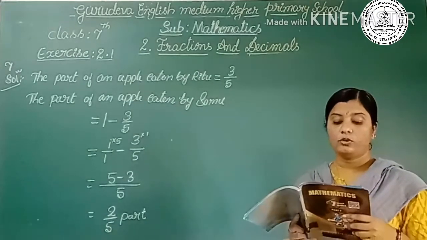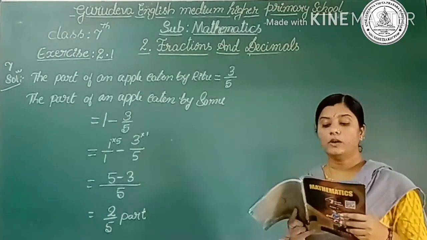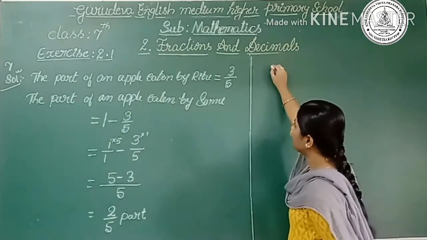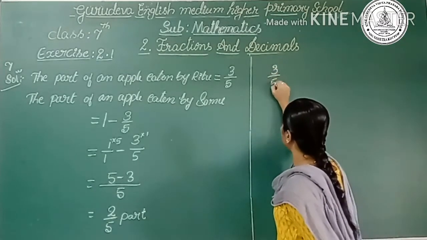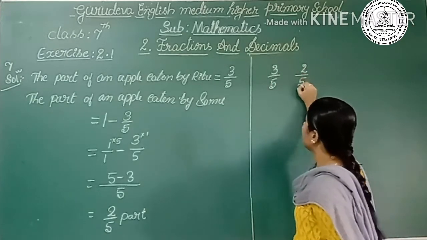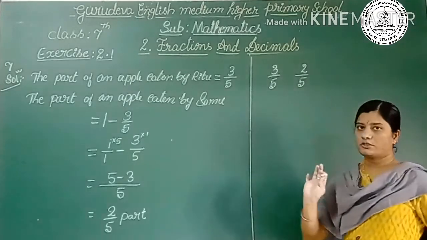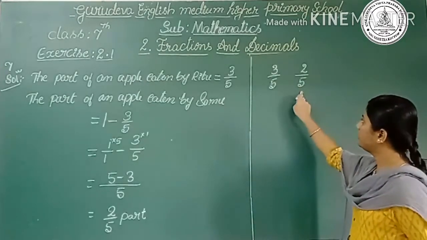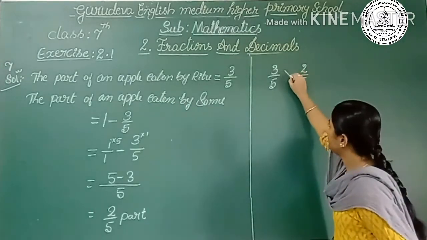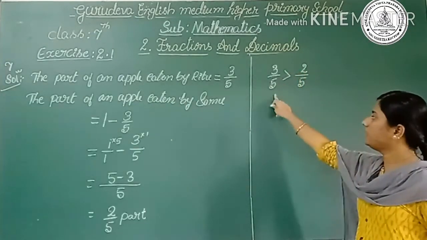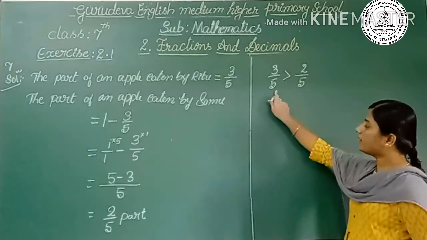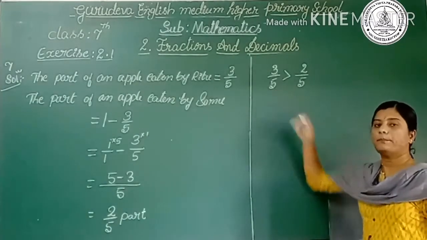Okay. Then let's find who had the larger share by how much. Now compare here. Ritu ate 3 by 5 part and Somu ate 2 by 5 part. Then who had the larger share? So we observe here the denominators are the same. Whichever numerator is greater, that is the greater fraction. Means Ritu ate the larger share. Okay. Here Ritu had the larger share by how much?